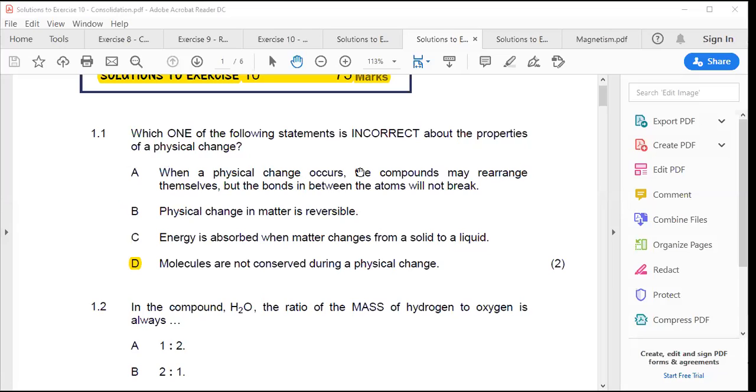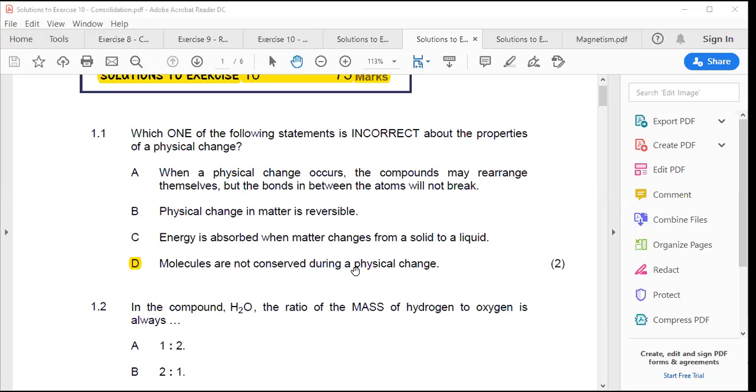The first one, when a physical change occurs, the compounds may rearrange themselves, but the bonds in between will not break. That's correct. So we're looking for the wrong answer. Physical changes in matter is reversible. Yes, we can reverse that. Right? Physical changes are reversible. Energy is absorbed when matter changes from solid to liquid. For example, you've got ice, you want it to be a liquid, you have to add heat for it to melt. So that one is true.